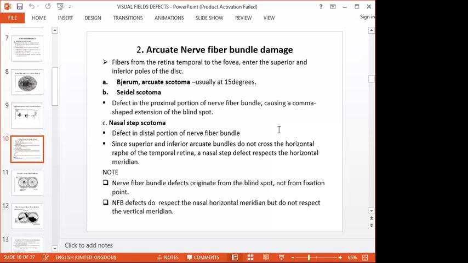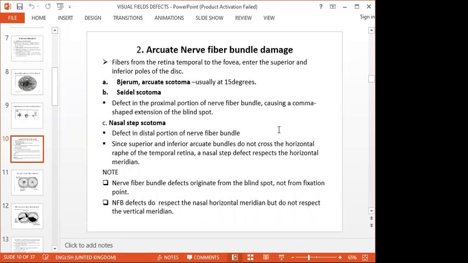Only fibers from here will go in. In fact, from there, once they have gone in, they go in straight. Superior and inferior poles of the disc.